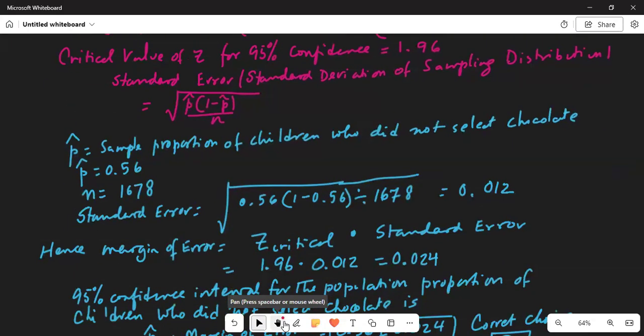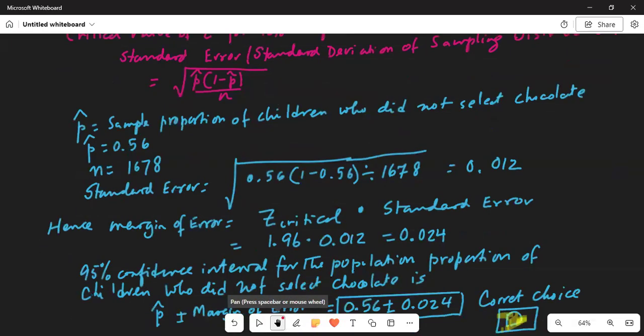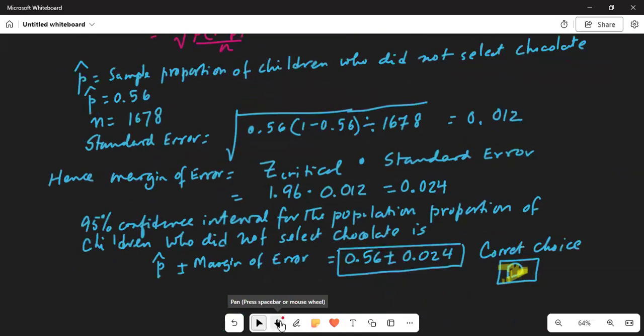Now, we already know the value of p hat. The proportion of children who did not select chocolate is 0.56. So inside the square root, how do I get the square root? I use the TI-84 calculator. Second, x squared gives me the square root. Inside the square root, I type 0.56, left parenthesis, 1 minus 0.56, divided by the sample size of 1678, and it's 0.012. Hence, the margin of error is the critical value of z, which is 1.96 for a 95% confidence interval, multiplied by the standard error, which is 0.012, and that works out to 0.024.